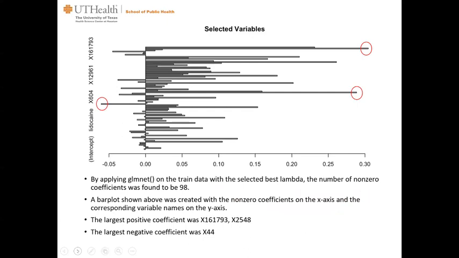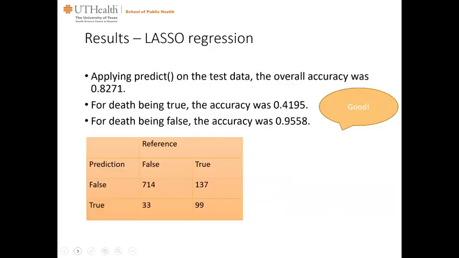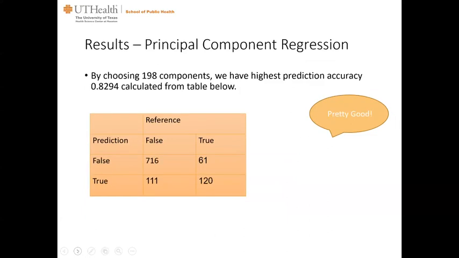The large positive coefficients were two procedure variables. They're not listed here, but they're circled in the graph. And for lasso regression, the overall accuracy on our test data is 0.8271, and this is pretty good. For PCR, we chose 198 components, and the highest prediction accuracy calculated from the confusion matrix below is 0.8294.